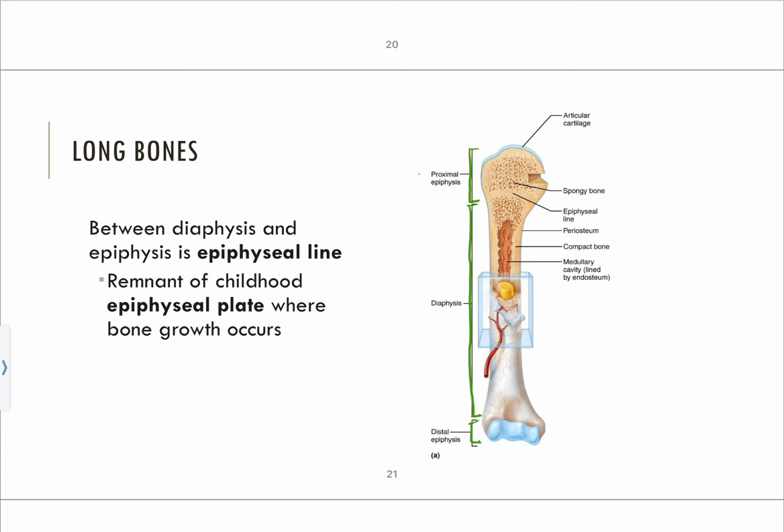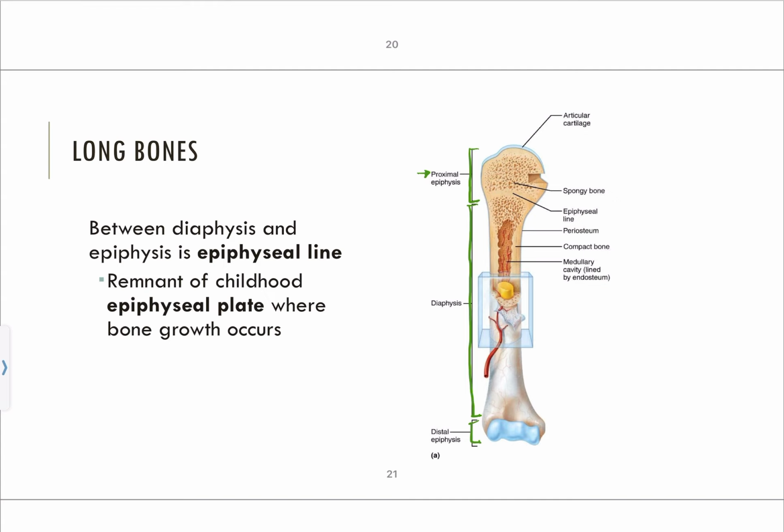So we see proximal here. So we know proximal from chapter 1 means closer to the point of attachment. So this would be the one closer to the point of attachment, while our distal end would be the one farthest away from the point of attachment.